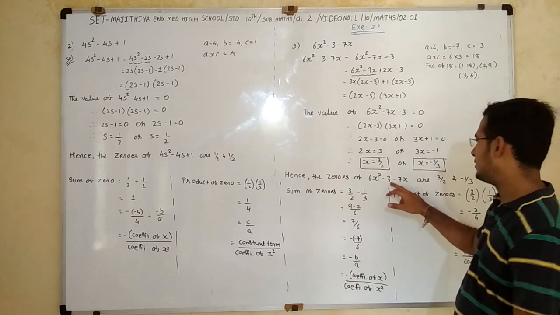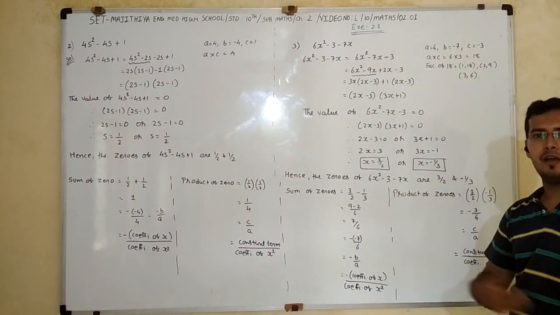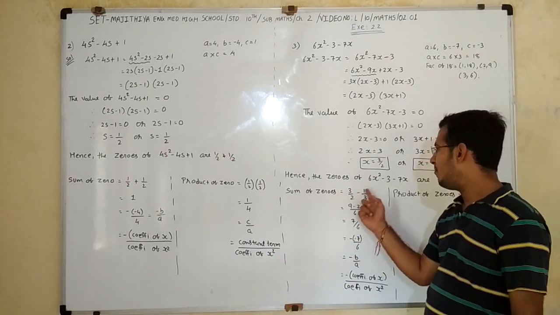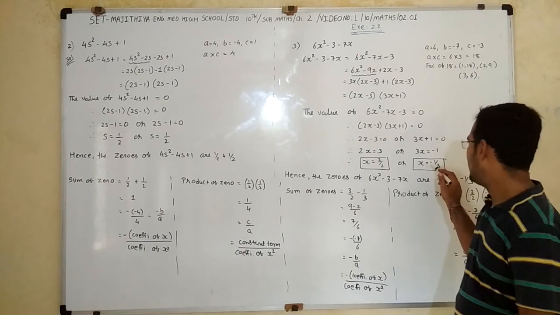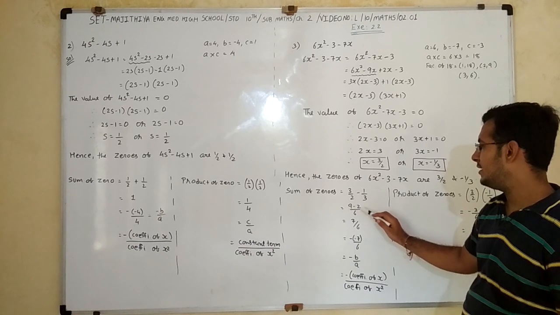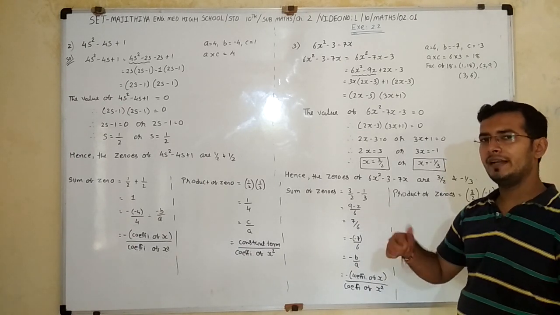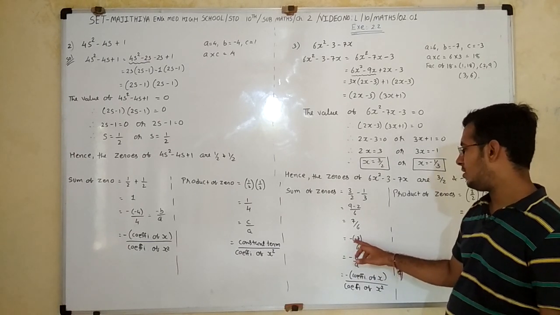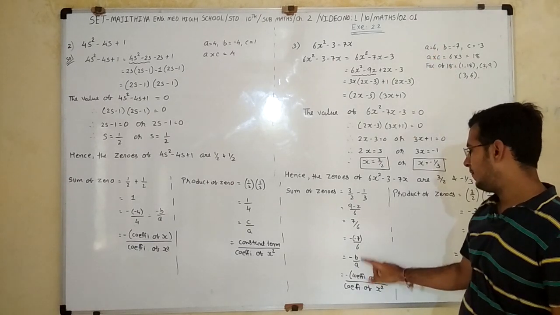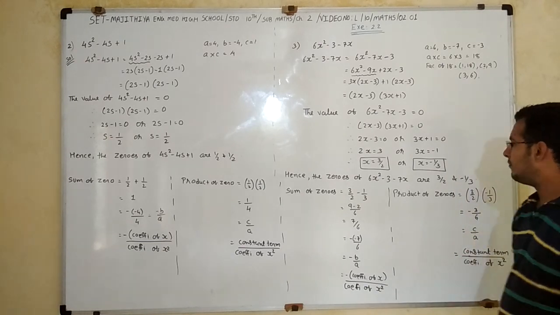Hence the zeros of 6x² − 3 − 7x are 3/2 and −1/3. Now we just have to verify. Sum of zeros is 3/2 − 1/3, because plus times minus is minus. So 3 threes are 9, 2 ones are 2, 9 minus 2 gives 7/6. Now I want −b/a, so I take −(−7)/6. Here −7 is b and 6 is a, so −b/a is minus the coefficient of x upon the coefficient of x².